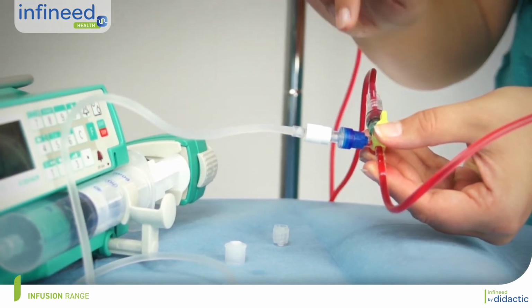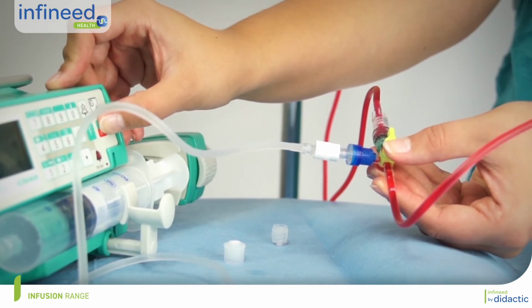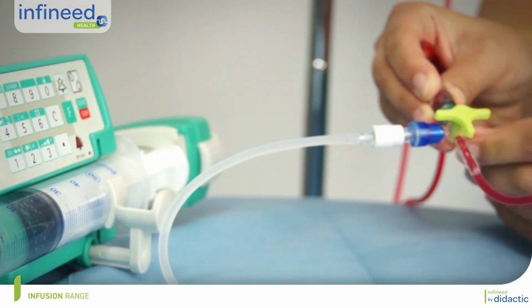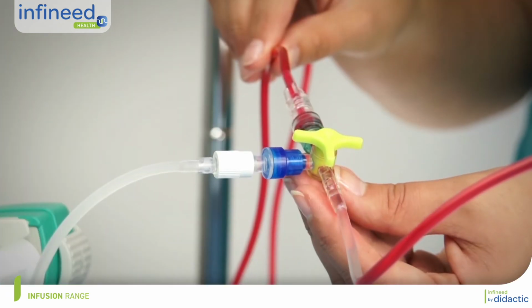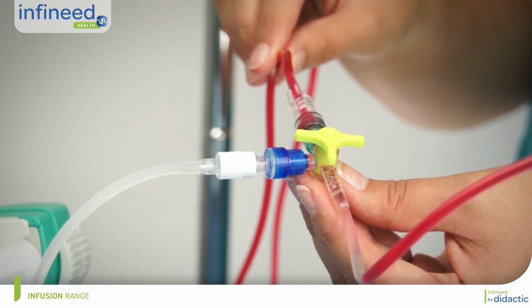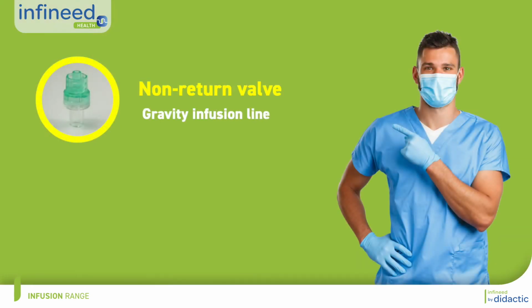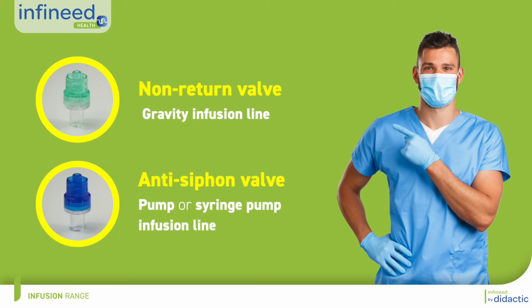The ideal setup is to install a non-return valve on the gravity line and an anti-siphon valve on the syringe pump or pump line. Non-return valve, gravity infusion line. Anti-siphon valve, pump or syringe pump infusion line.